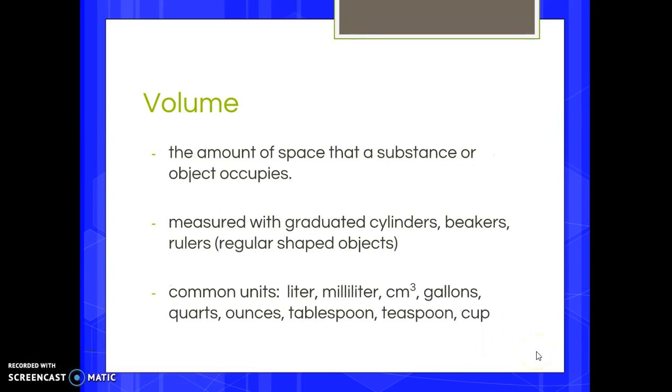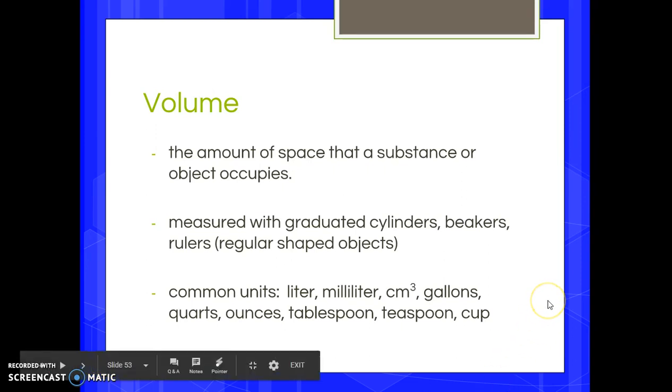Volume is the amount of space that a substance or object occupies, measured with a graduated cylinder, beakers, or rulers if it's a regular shaped object, because remember you can take length times width times height to find the volume of something. Common units would be liters, milliliters, centimeters cubed if you're doing length times width times height, gallons, quarts, ounces, tablespoons, teaspoons, cups.